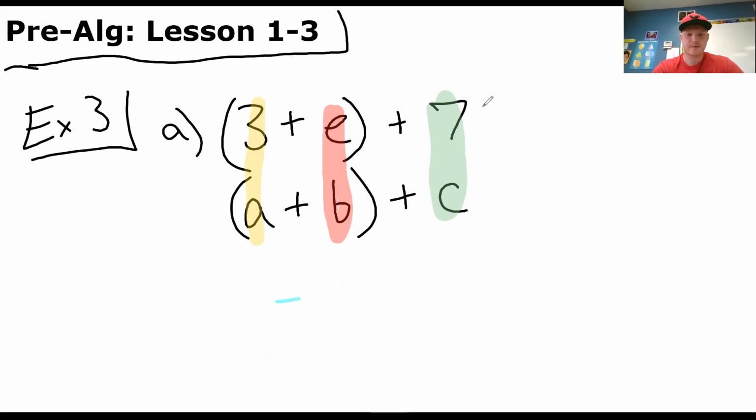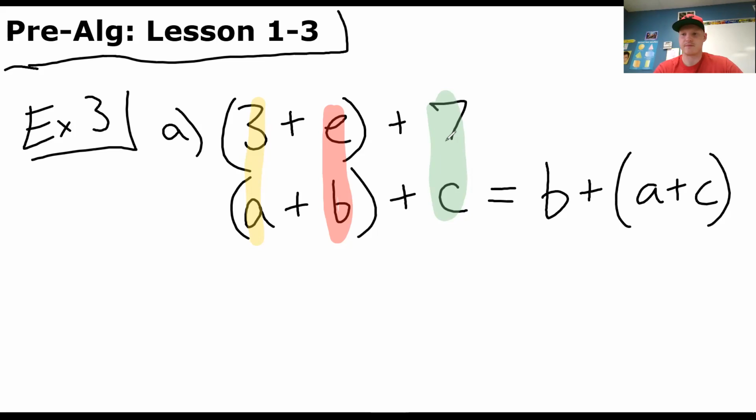So since our E is the B, we can do something cool here. The B can be on the outside, so we can also have it look like this: B plus A plus C, okay? With addition and multiplication, you are able to do it like that, since no matter what you do, it's always going to be the same answer, okay?